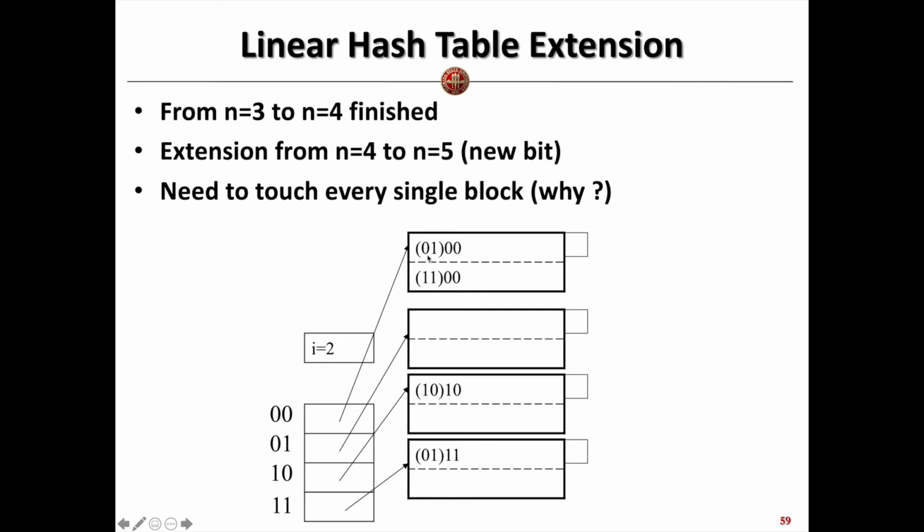Now this one will be put in the bucket corresponding to 100 as the last 3 bits. This one will also be in the bucket for 100, right, as a new bucket. This one will be in the bucket for 010. This one will be in the bucket for 111. In other words, if we extend n from 4 to 5, we have to adjust i as well. If i is adjusted, we have to change both the hash function and the corresponding buckets accordingly.